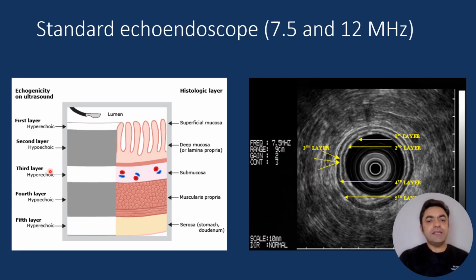These layers can be assessed in the EUS scope as 5 layers. So the first light layer is the superficial mucosa, then the dark layer is the deep mucosa. Again, the light layer is the submucosa, whereas the fourth important layer, which is dark, is the muscularis mucosa, which coincides with this dark layer here, and the fifth light layer is the serosa.